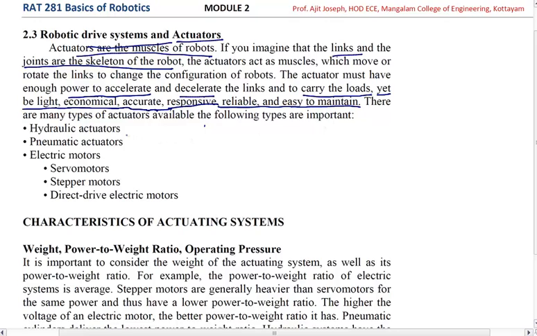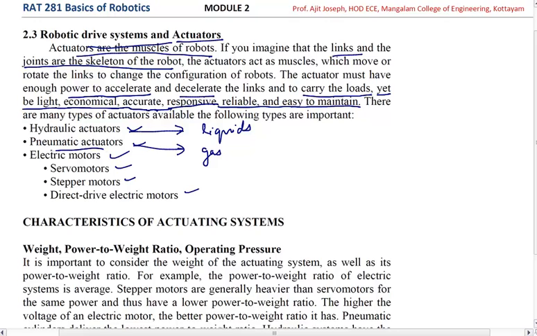And there are mainly three types of actuators: hydraulic, pneumatic, and electric. The hydraulic actuators basically work on compressed fluid or liquids, whereas pneumatic actuators work on compressed gas, and electric motors, you all know, work on electrical energy. And some of the motors that we will be interested in are servo motor, stepper motor, DC motor, then direct drive electric motors, and we are interested to read about all of these.